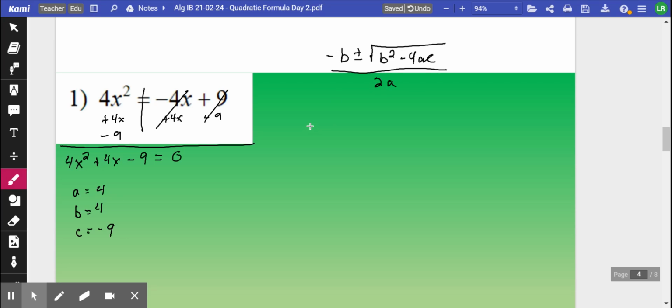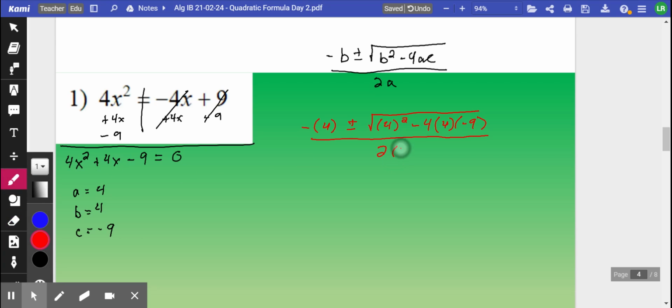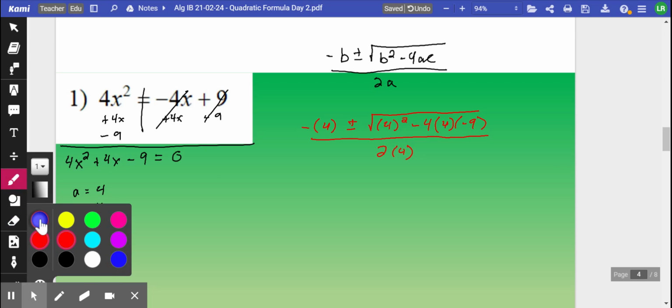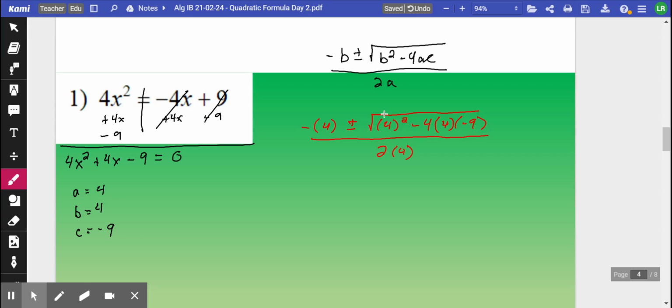So we start off negative B. So negative of 4 plus or minus square root of B, which is 4 squared, minus 4. That's always there. Remember, minus 4 times A, which is 4, times C, which is -9. And that's all over 2A. A is 4, so over 2 times 4. And I'm going to focus on the discriminant, or the part with the square root, first. So 4 squared is 16.